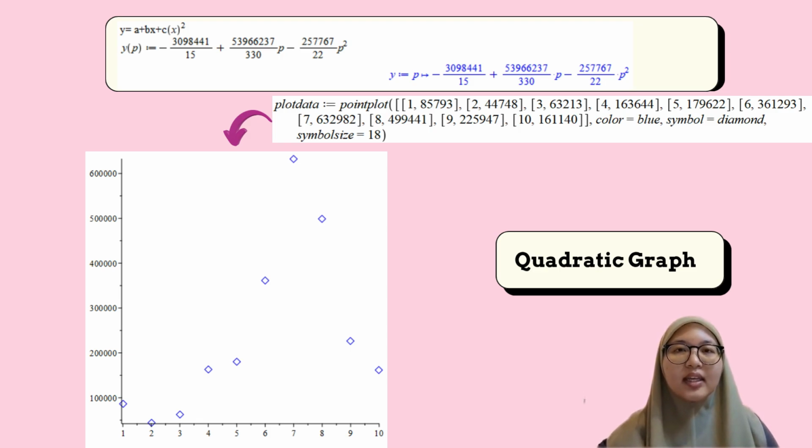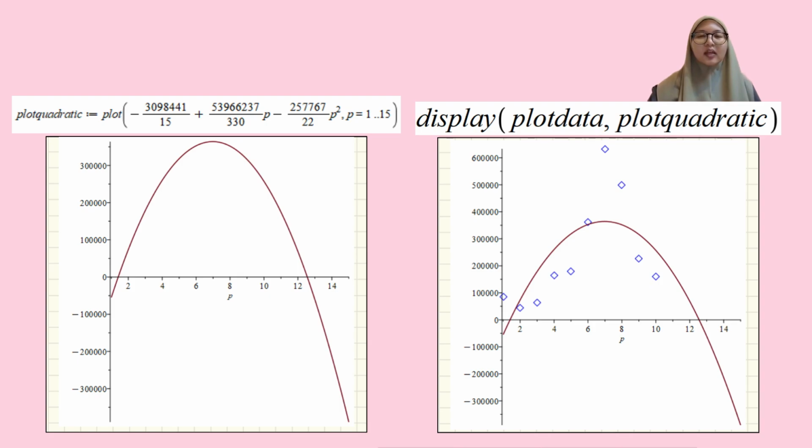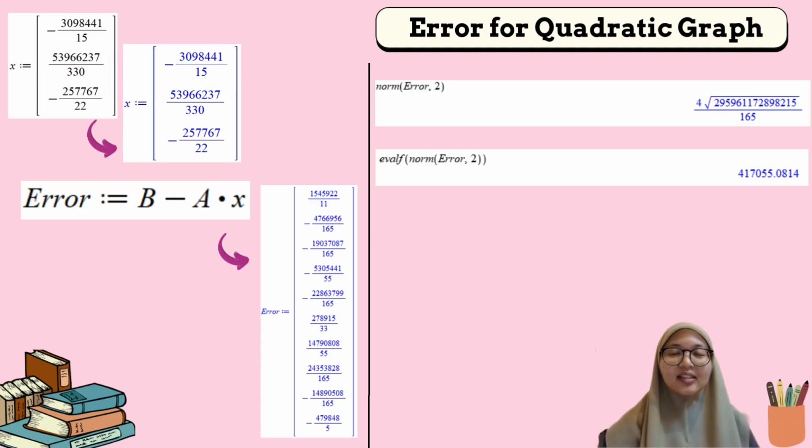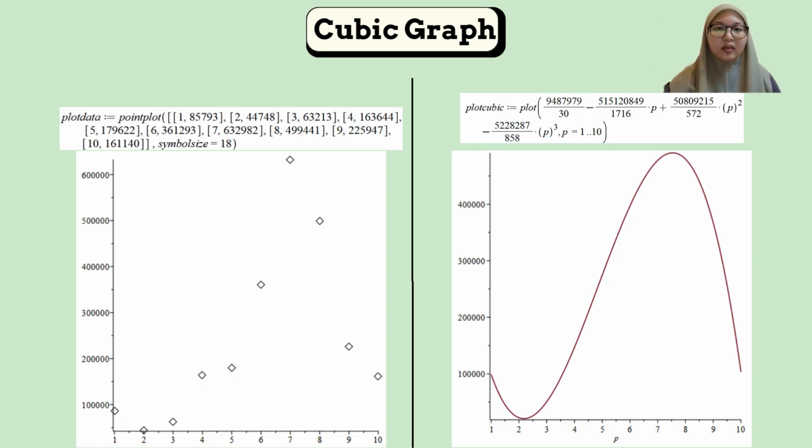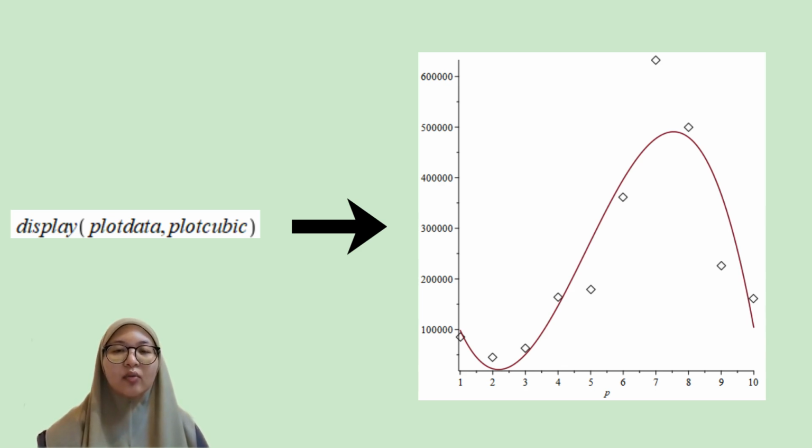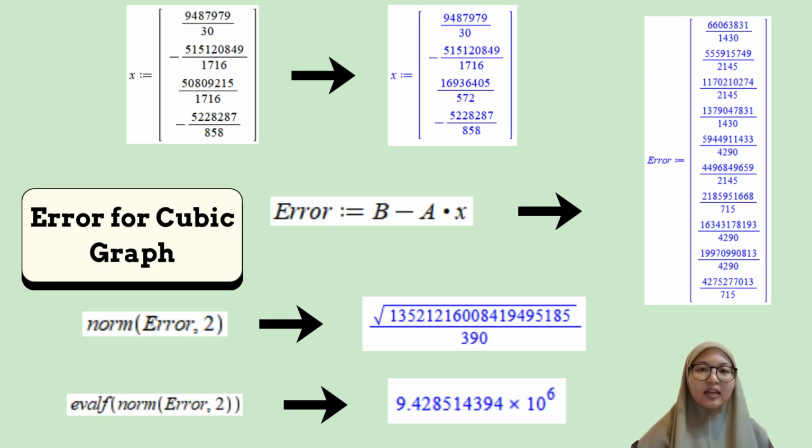I will show the quadratic and cubic graphs as well as the magnitude of the error vector that we obtain. For quadratic, here is the data plot. The graph on the left shows the quadratic curve while the graph on the right displays the combination of both previous graphs. This is the magnitude of error vector for quadratic. For cubic, the graph on the left is the data plot and the graph on the right is the cubic curve. Here is the combination of both previous graphs. And here is the magnitude of error vector for cubic.